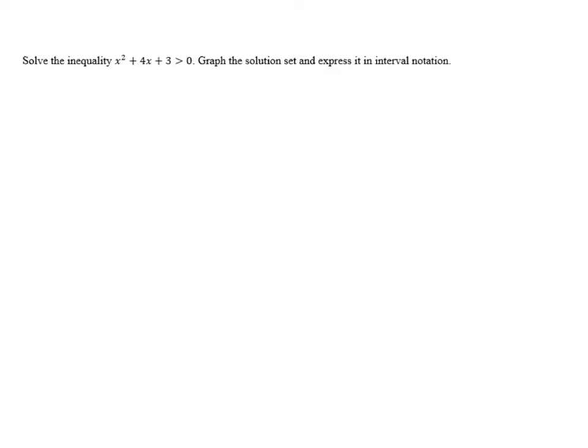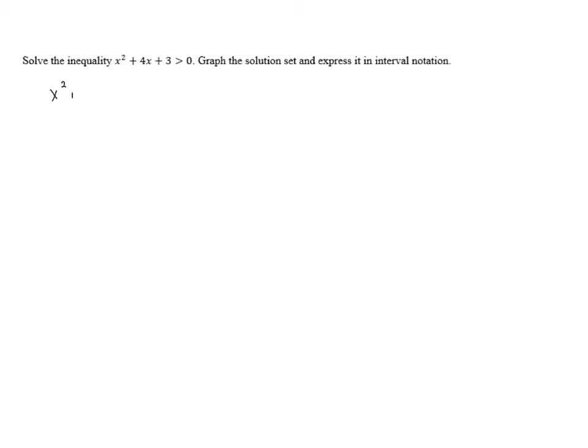Solve the inequality x squared plus 4x plus 3 is greater than 0. Graph the solution set and express it in interval notation. We're going to follow the same four-step process that we did with the last problem. The first step is to solve the corresponding quadratic equation.